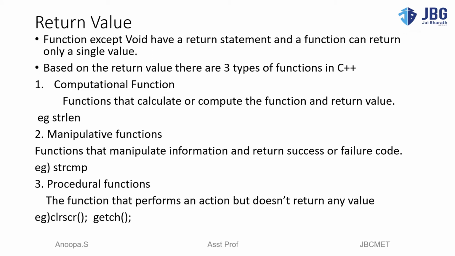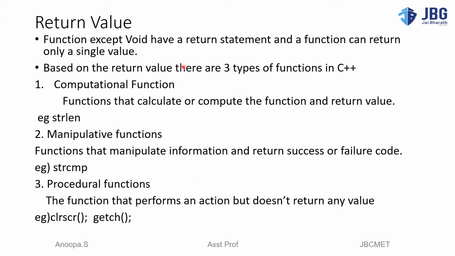Now return value. This return value we have seen in many examples, right? A function except void has a return statement, and a function can return only a single value. Whenever we have return type void, I have discussed that as a function is not returning any value, we write void there. If a function does not return any value, it will be represented as void. And a function can return only one value. Multiple values cannot be returned by a function.